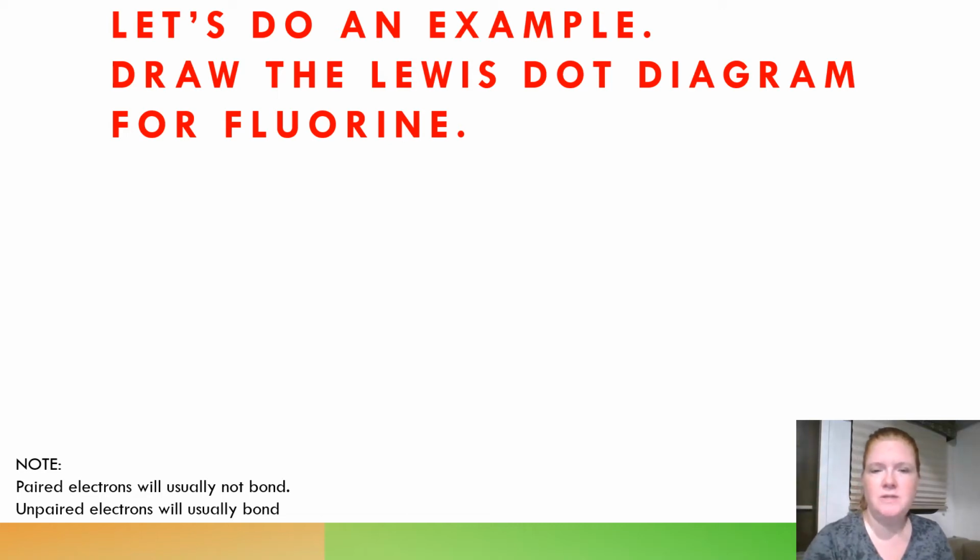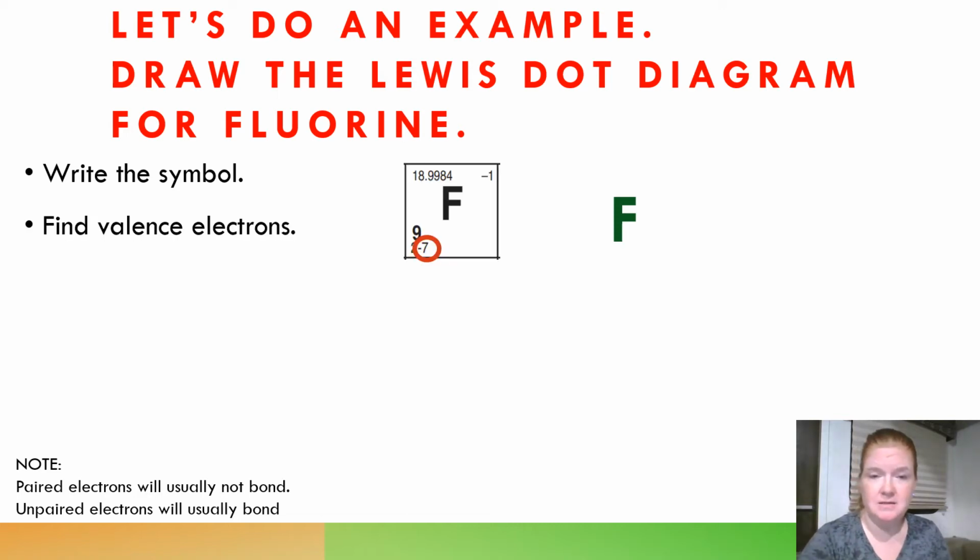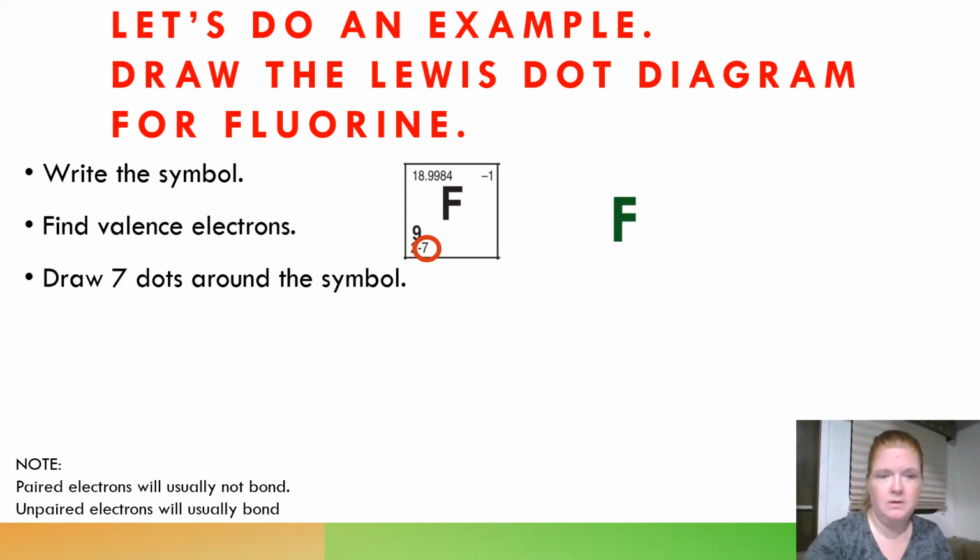So let's draw the Lewis dot diagram for fluorine. First, you write the symbol, F. Find the valence electrons next. So you look at the periodic table, I see 7 as the last number. So now we're going to draw 7 dots around the symbol. But watch how I do it.